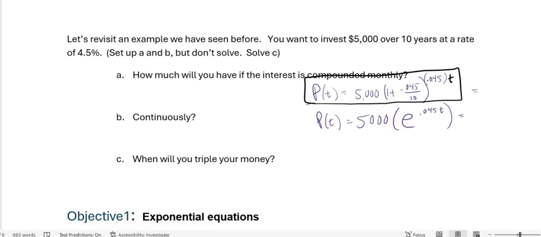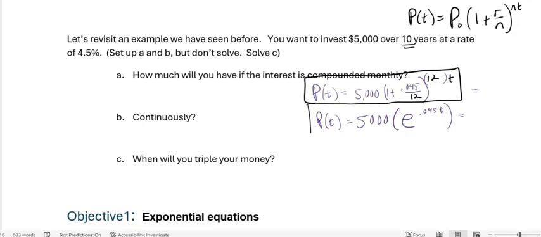monthly. Sorry, I have a mistake in there. N should be, try this again, to the nt. Okay, so my formula for compound interest is my initial amount, 1 plus the rate over n, not t, to the nt. That's what I should have had here. And this is a function that'll tell me how much money I have after t years. So I can plug in 10 and get my answer there.